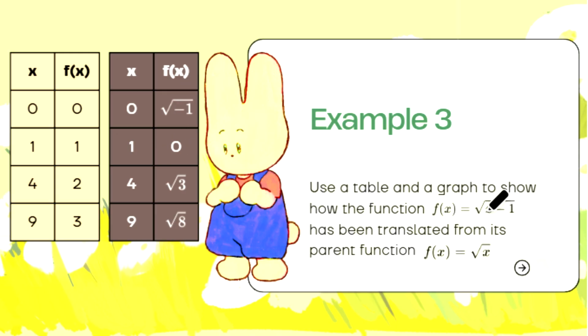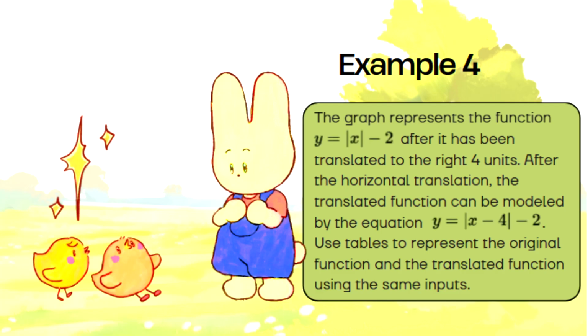0, because you have x, which is 1, minus 1, which is 0. The square root of 0 is 0. Then you have 4 minus 1, which is 3, which is the square root of 3. 9 minus 1, which is 8, which is the square root of 8, because none of these have pretty nice numbers. Okay, here's example 4.